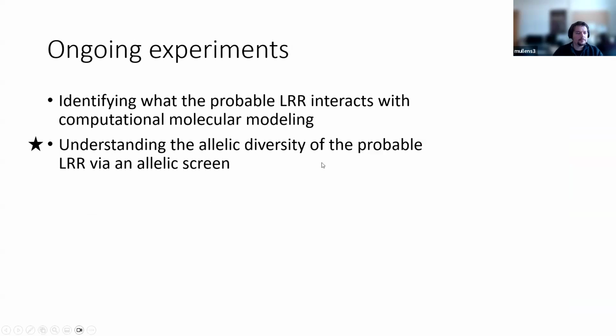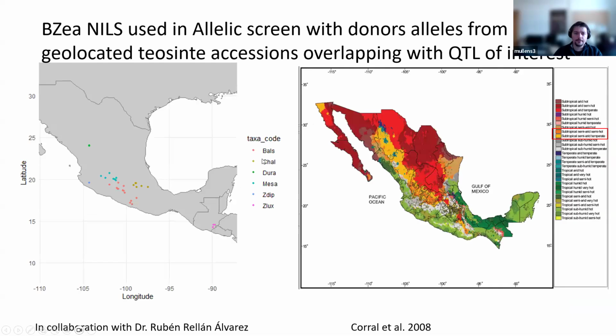And then I've also been working to try to understand the allelic diversity of the probable LRR. So in collaboration with Dr. Alvarez, we got some 53 lines from the Bezier population that have geolocated diverse teosinte accessions at that chromosome 5 QTL. And then I screened them in the field last summer.